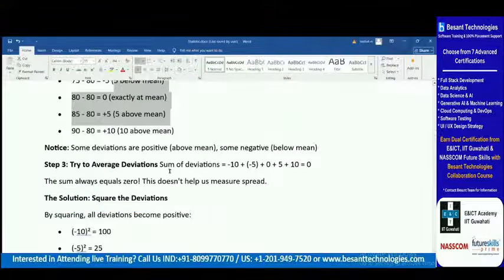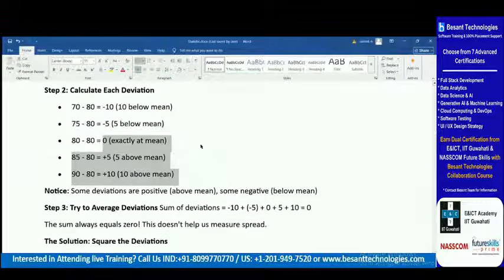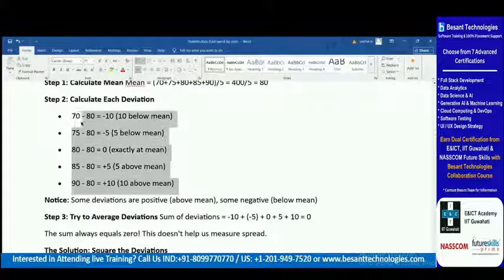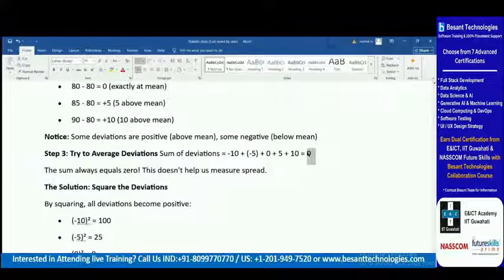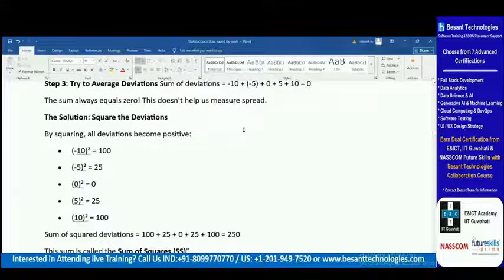Positive deviations mean it is above the mean, and negative deviations mean it is below the mean. Now we have to consider taking the average of all the deviations. Average means you add all these together and divide by the total number of data points. So now you can see that it is zero. The deviation is zero, which means there is not much spread in your data set.